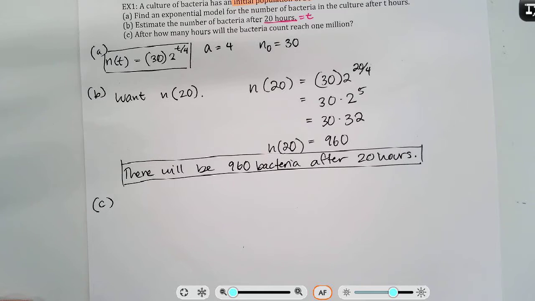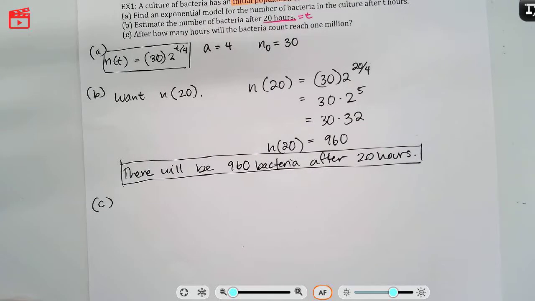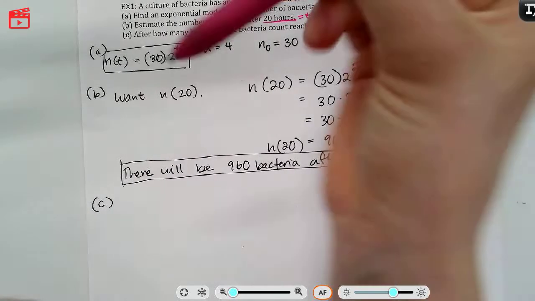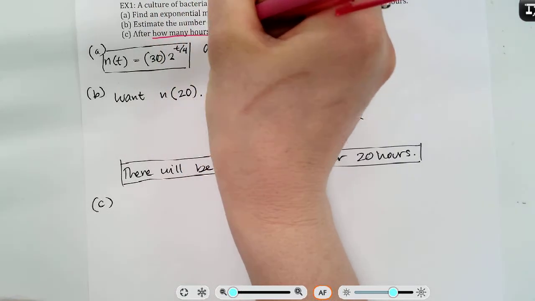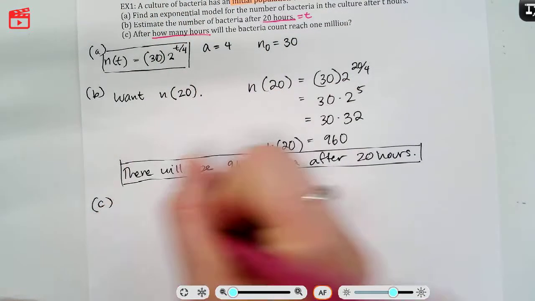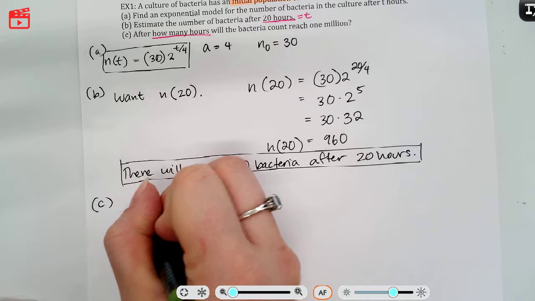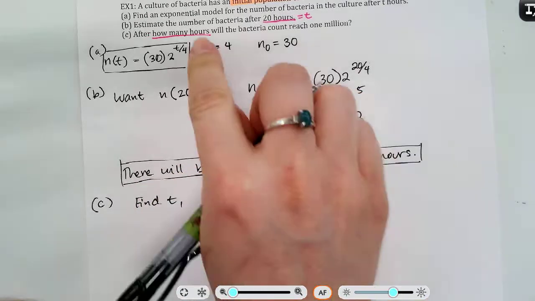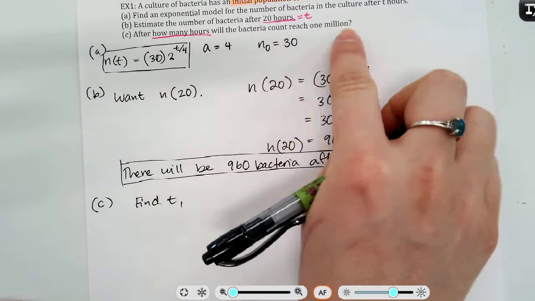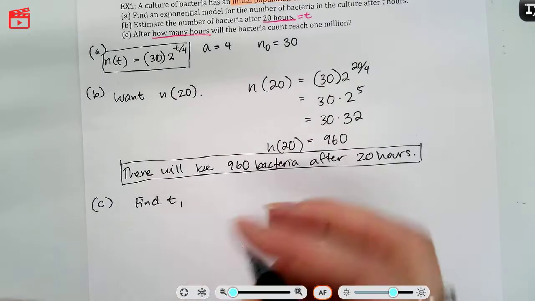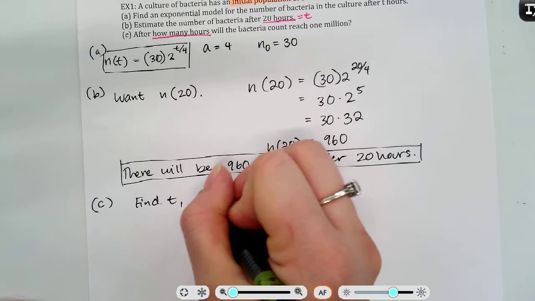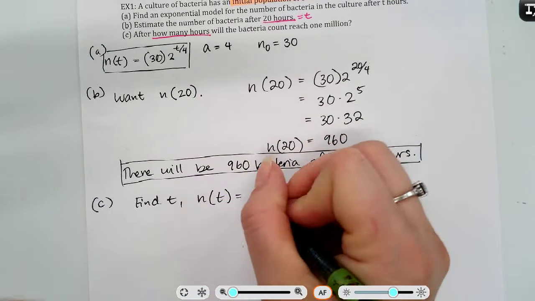All right, so the next problem. After how many hours? Now we're trying to find out t. That's the question. Find t. So after how many hours will the bacteria count reach 1 million? So we want to know the time when our bacteria count, n of t, is 1 million.